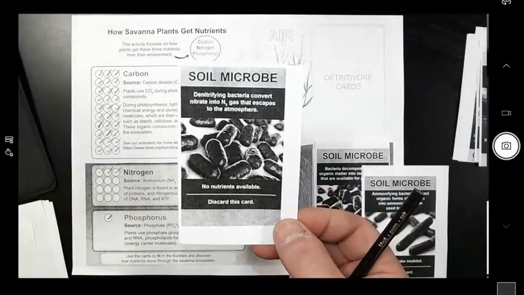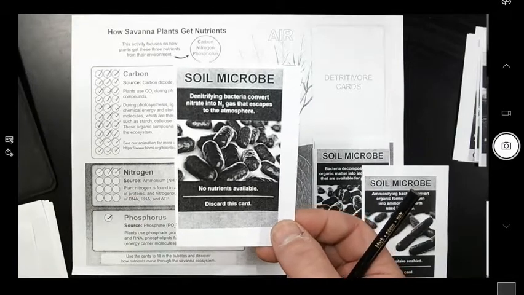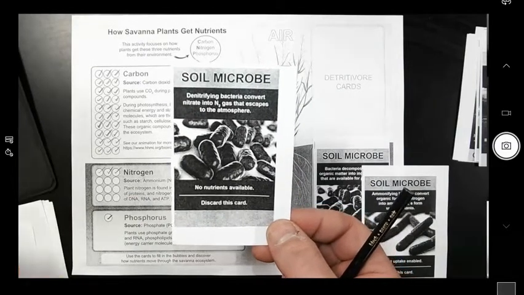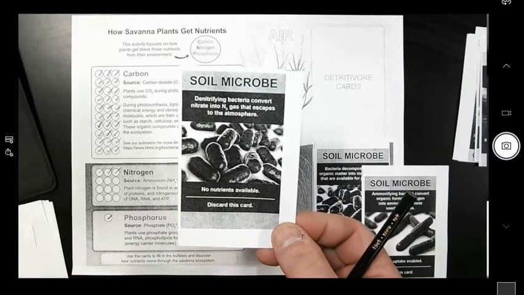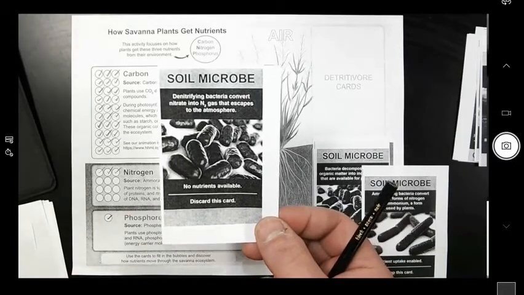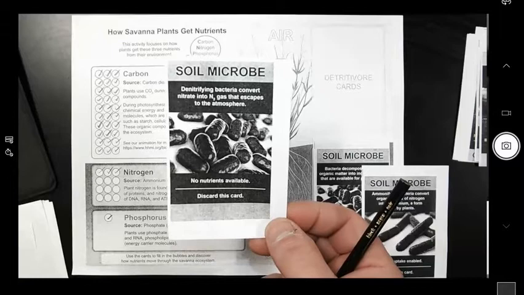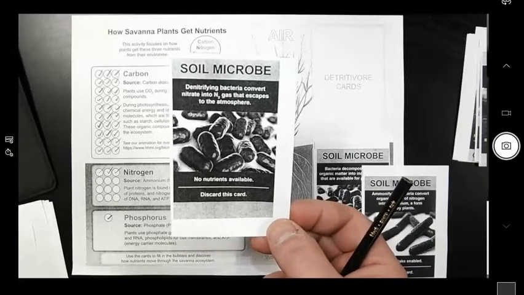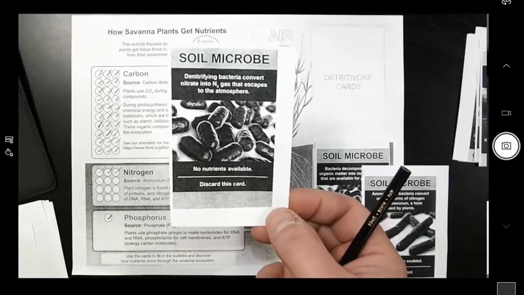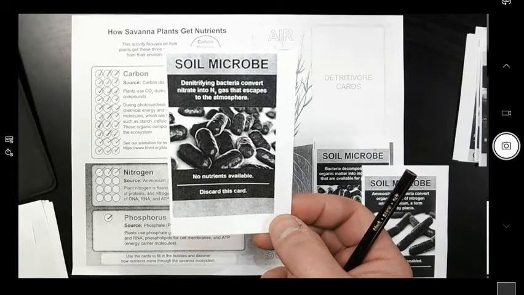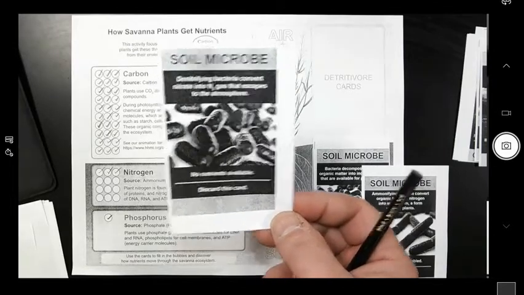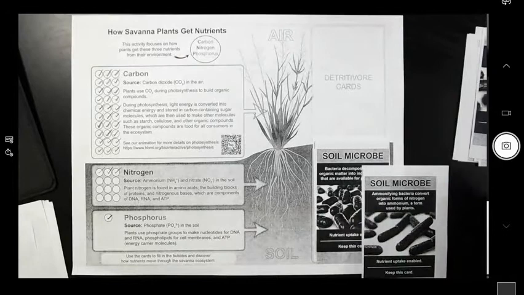Denitrifying bacteria convert nitrate into N2 gas that escapes to the atmosphere. No nutrients available, discard this card. Yep, so this is a bacteria that ends up taking some of that nitrogen that's in the soil and turning it back into nitrogen gas found in the atmosphere. Doesn't help the plant right now, at least in the short term.